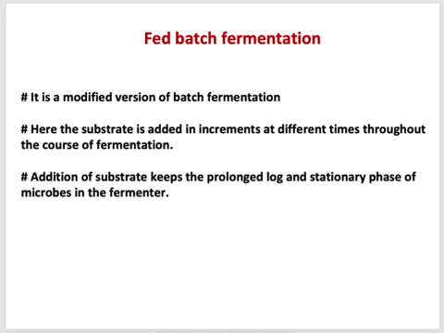In fed batch fermentation, the addition of substrate gives a prolonged log and stationary phase of the microbes. Suppose you want to produce something which is mainly produced in the stationary phase, then you can choose fed batch fermentation. For example antibiotics: most antibiotics are produced in the stationary phase. So if your target product is antibiotics and you can prolong your stationary phase, you will get more antibiotic, because microorganisms produce antibiotics mainly in the stationary phase.